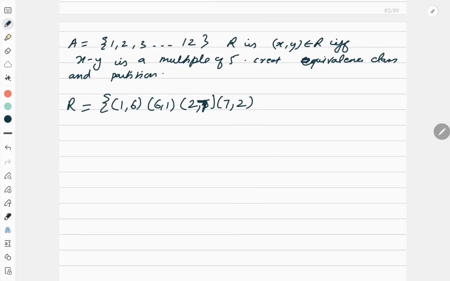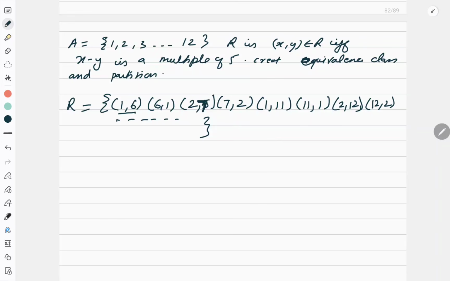Now here you have to observe one more thing. Since it is a multiple of 5, even if I subtract 1 from 11, it will work. So (11, 1) will also come. And for 2, (2, 12) and (12, 2) will also come, because the difference is 10, also a multiple of 5. Same way, if I extend this set to 15 or 20, a few more will come, like 16. So you have to write down the whole relation, or you can just write a few terms and put a dash, because there will be a lot of terms in this.